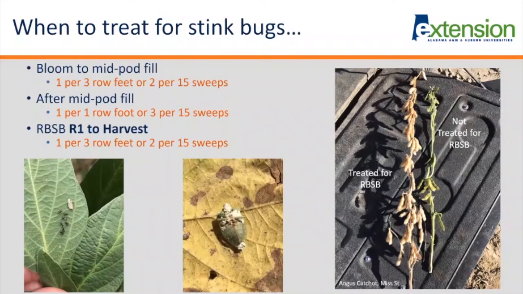So that brings us to our thresholds for stink bugs. From bloom to mid-pod fill, we're looking at 1 per 3 row feet or 2 per 15 sweeps. After mid-pod fill, we move on to 1 per 1 row foot or 3 per 15 sweeps. But keep in mind, with this red banded stink bug, we're sticking with that lower threshold, 1 per 3 row feet or 2 per 15 sweeps, really through the season.